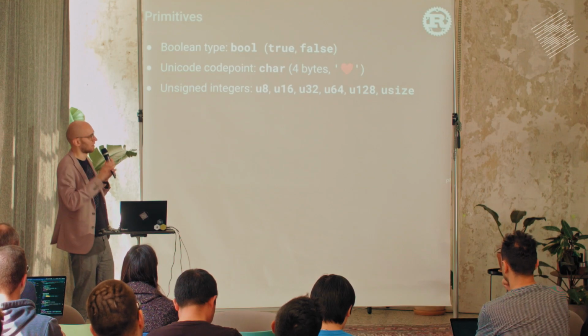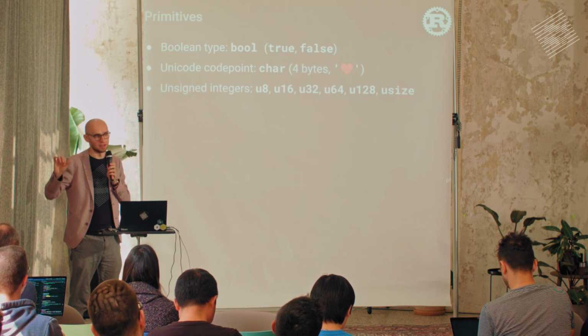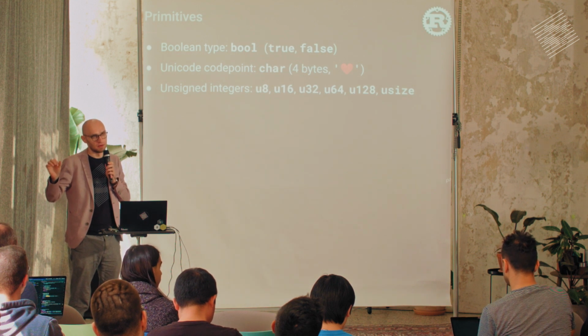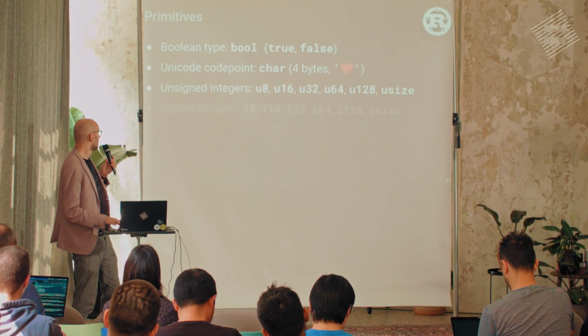And there is this special magical one, which is usize. And usize is a pointer-sized integer. And pointer-sized basically means it's whatever architecture you're compiling to, that's the size. So if you're compiling to 32-bit CPUs, then it's 32 bits. If it's compiling to 64-bit CPUs, then 64 bits. And I'll explain later, but there are reasons to use it.